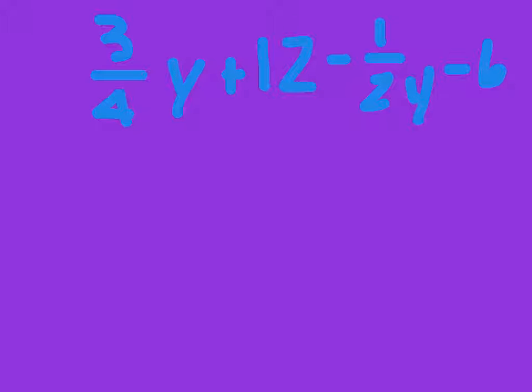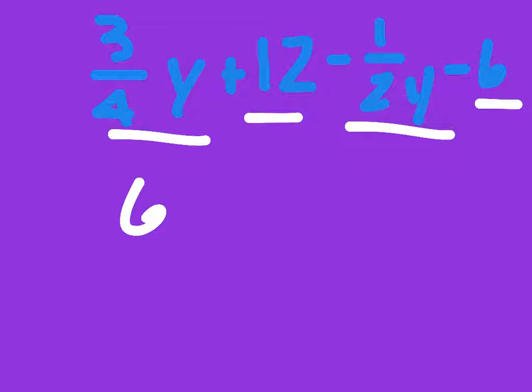Alright, let's do another example. So we have 3 over 4y plus 12 minus 1/2y minus 6. I'm going to look for my like terms. So these are like, and these are alike. I'm going to bring my 12 minus 6, which is 6, plus 3 over 4y minus 1/2y. Well, if we look at that, we notice they're not in the same format, but we can make them into the same format so they can still work together.